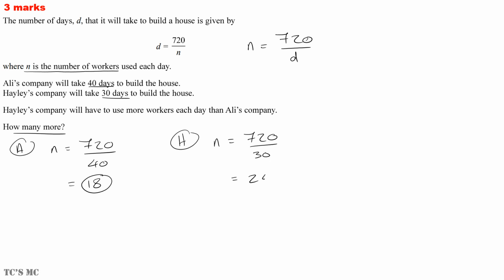For having 18 or 24, you would get 1 mark. Now, to work out the difference, 24 subtract 18, we would get a second mark, and then for writing 6, we would get the third mark.